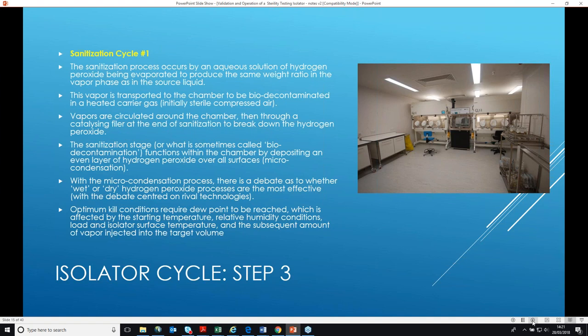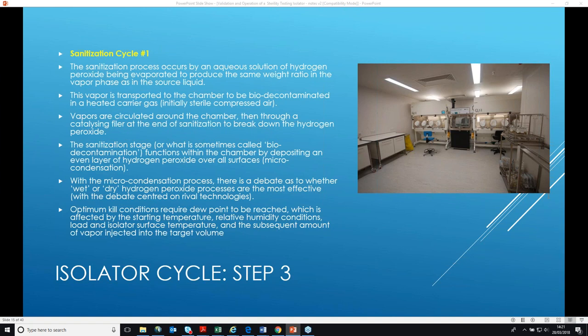The sanitization stage functions within the chamber by depositing an even layer of hydrogen peroxide over all surfaces, and this was the technique of microcondensation I described earlier. There is a debate in the industry over the microcondensation process about whether it's a wet or a dry process, and different manufacturers offer either what they call a wet or a dry process, but this is centered on rival technologies and doesn't really affect the core optimal kill conditions.